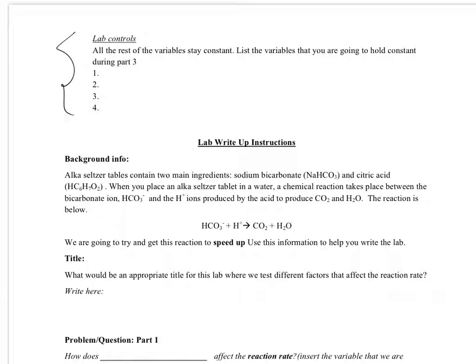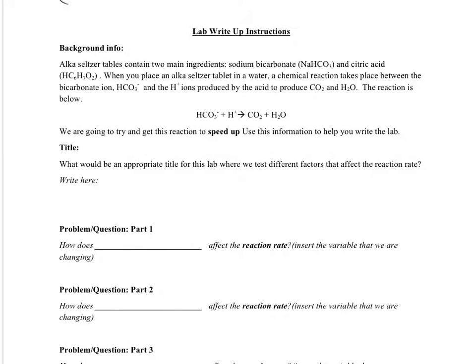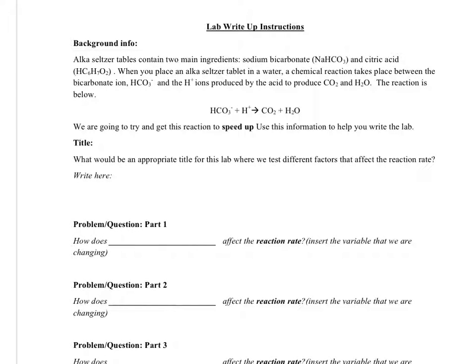Okay, so here's the lab write-up instructions. This is your background info. Alka-Seltzer tablets contain 2 main ingredients, sodium bicarbonate and citric acid. When you place an Alka-Seltzer tablet in water, a chemical reaction takes place, and this right here is your chemical reaction. So the purpose of this is to speed up this reaction. You want to go ahead and find a way to increase the reaction rate.